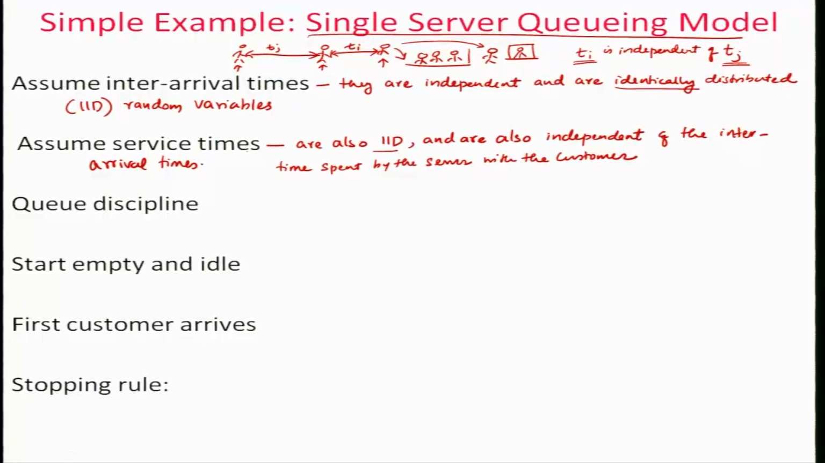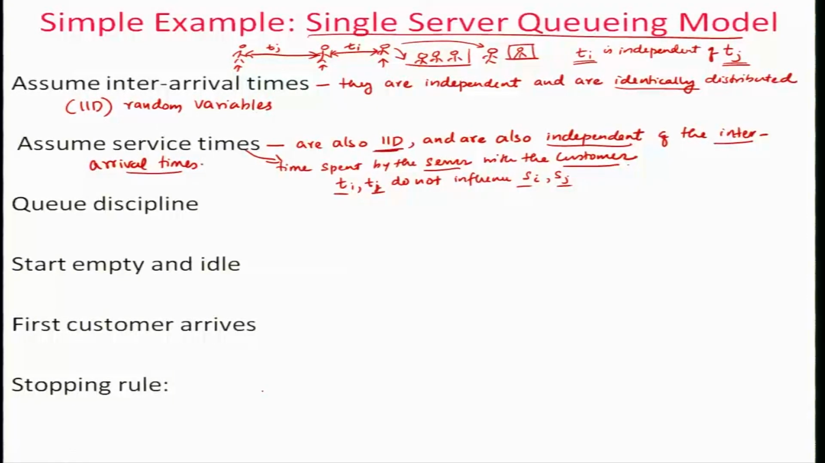So, this is what we call a service time, the time spent by the server with the customer. They are also IID, independent and identically distributed, but they are also independent of the interarrival times. So, these T's do not have any influence on the S's. The Ti, Tj do not influence Si, Sj. Let us say Si and Sj are the service times, and Ti and Tj are the inter-arrival times.